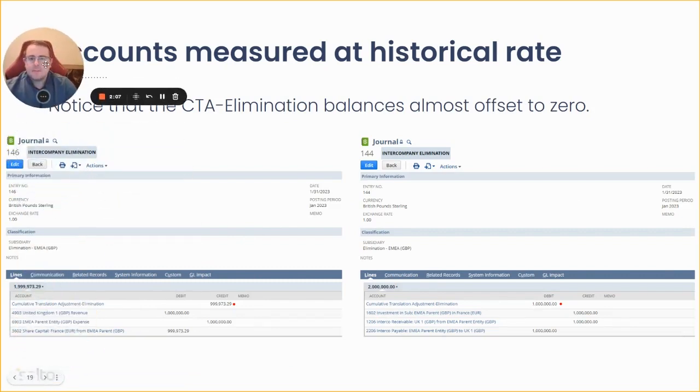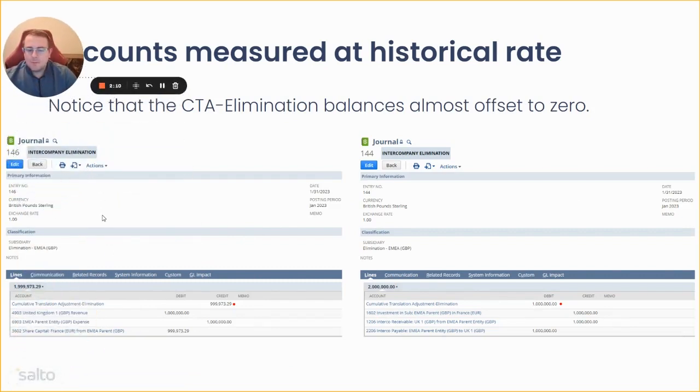And we can actually see that here. For journal entry 146, this is the elimination entry we were just looking at. Note it does combine with accounts measured at the average rate. On the other side, journal entry 144 is the entry for accounts measured at the current rate. Notice that 1 million GBP in account 1602 is offset against the CTA elimination account. So we end up with a net balance of £27 sterling to the CTA elimination account, which is much more reasonable.